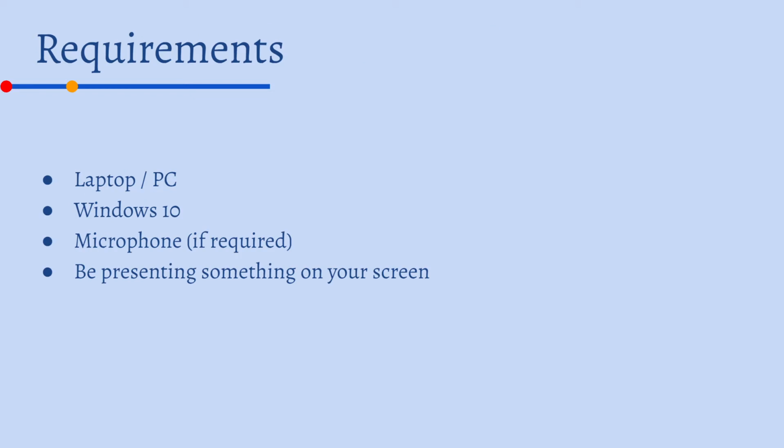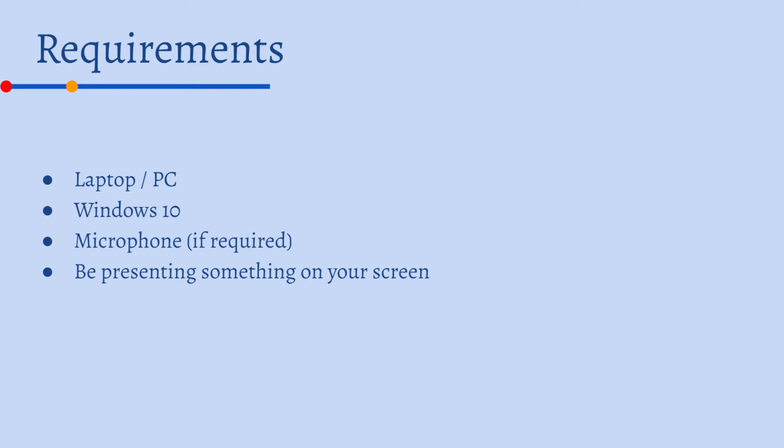So in order to use this feature, you need to be using a laptop or a PC, and that laptop or PC must be running Windows 10. So unfortunately, if you're using a different operating system, you won't be able to use the feature as I'm presenting it today. You might also need a microphone. So in my example here, I'm showing you a PowerPoint and I'm including my voiceover, so I need a microphone, but you might be recording a silent video. And finally, you need to be presenting something on your screen. Again, in my example, that's a PowerPoint presentation.